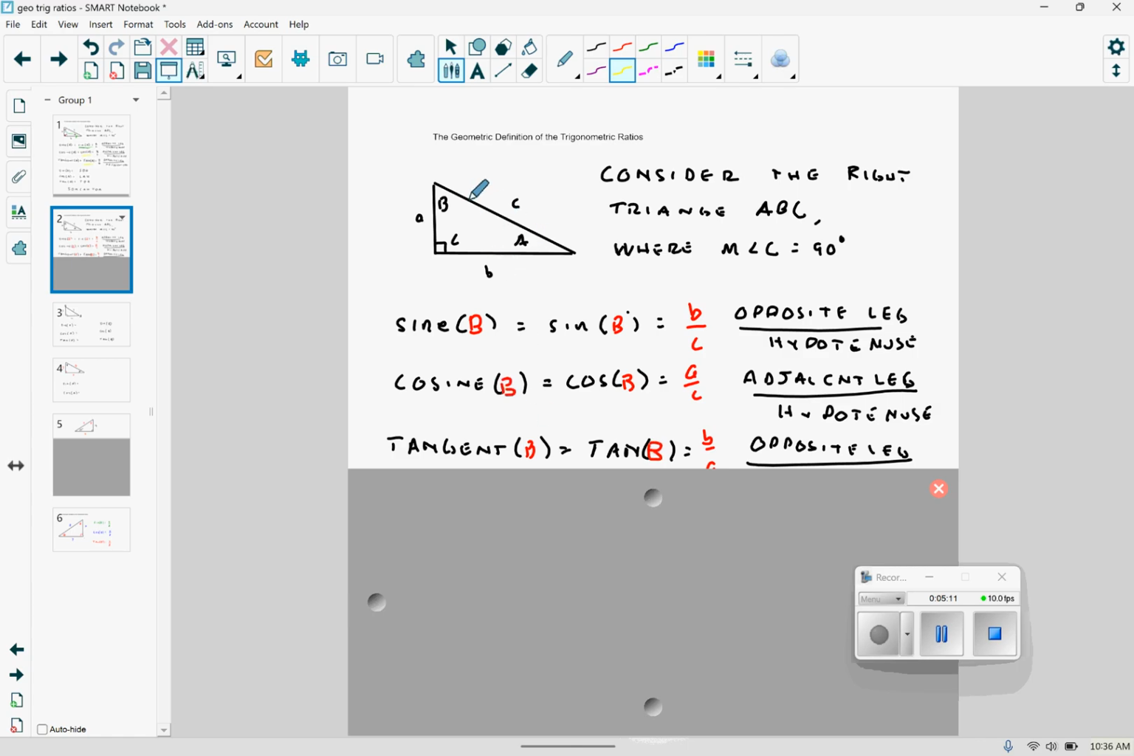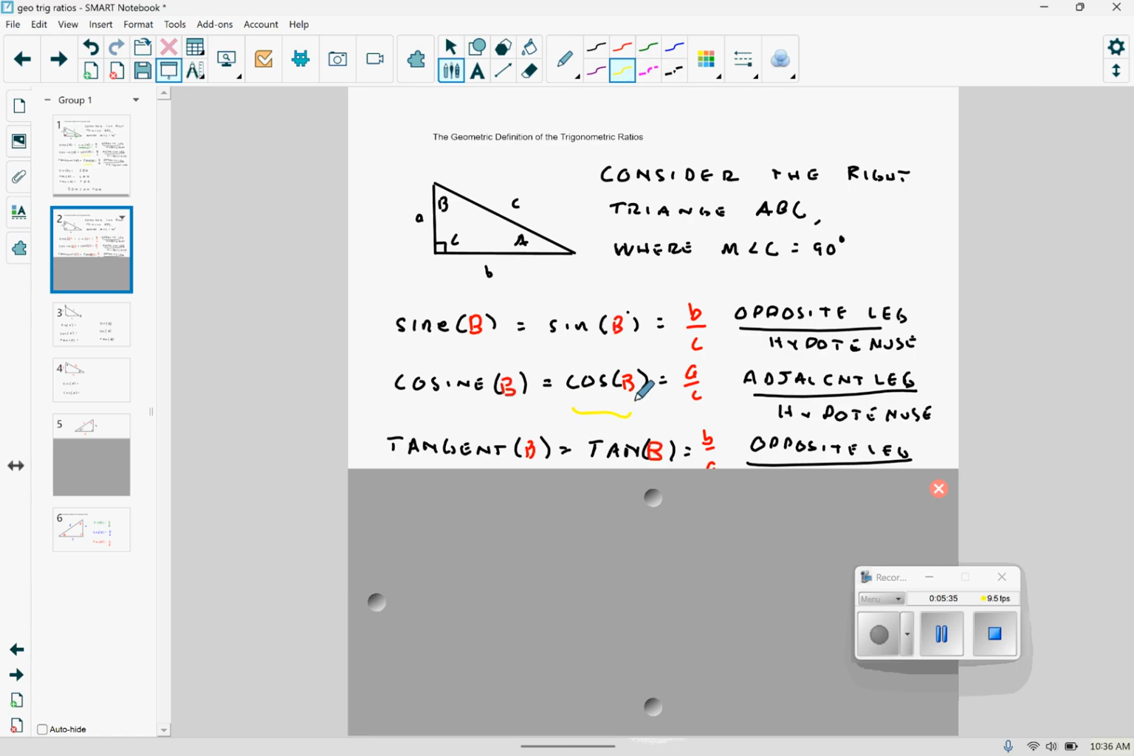Okay, and then the sine of B is still going to be the opposite leg of B divided by the hypotenuse. And the opposite leg of B is going to be lowercase b divided by c. The cosine of B, and we don't call this cos, we actually call this cosine. This is cosine of B.